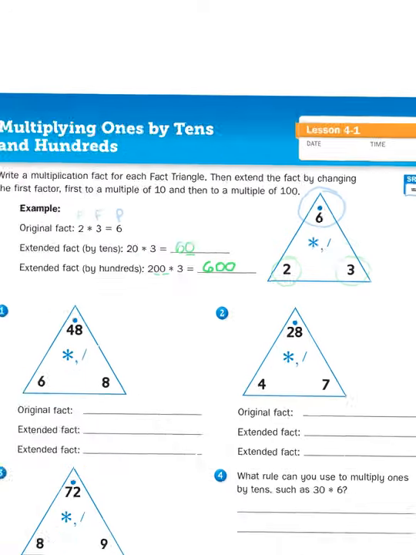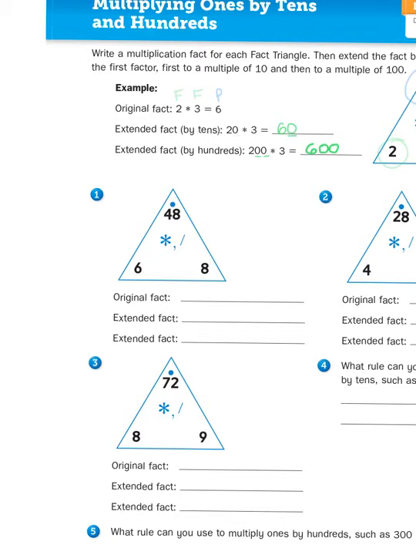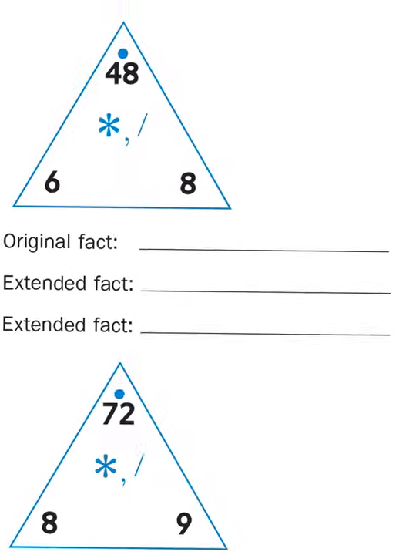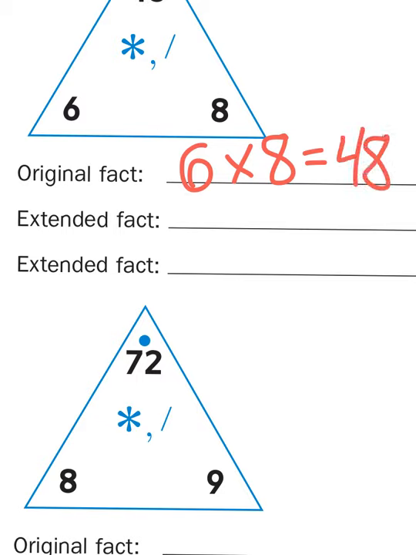So let's take a look at this set of facts, 6, 8, and 48. So 6 times 8 gives us 48. That's the original fact. So I take my two factors, 6 and 8, and I multiply them together to get my product of 48. Now, the challenge is to extend the fact. Now, I can do that a number of ways.